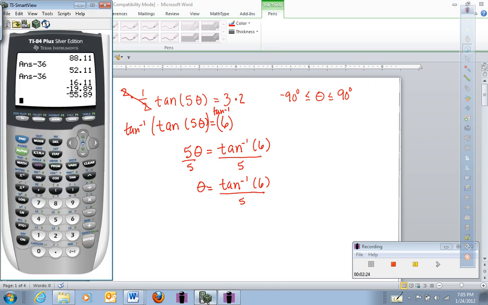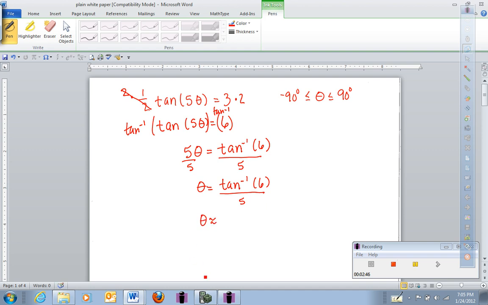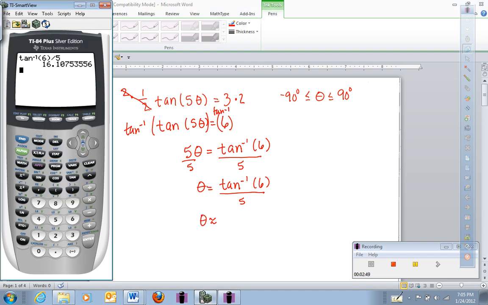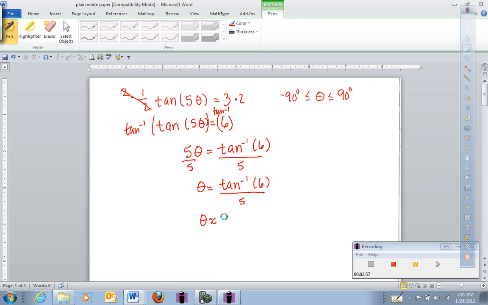Well, if I jump over here and employ my calculator to help me with this, now I'm going to make sure my mode is in degrees. Okay, so that's good. I'm going to tell my calculator I want to take the inverse tangent, or the angle whose tangent is 6, and divide that by 5. Then I get for an answer, and you might remember that you got for an answer as well, because you're supposed to round it to the nearest hundredth, 16.11 degrees. So that would be my first answer, 16.11 degrees.